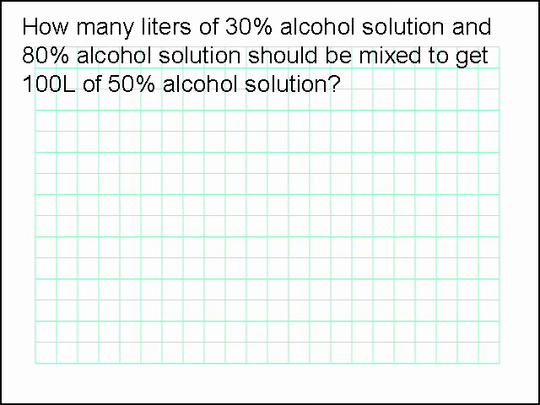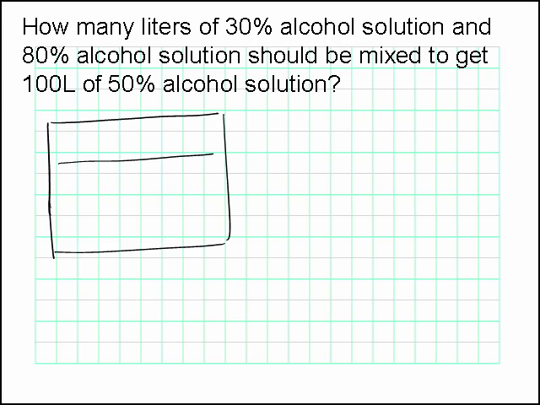How many liters of 30% alcohol solution and 80% alcohol solution should be mixed to get 100 liters of a 50% alcohol solution? Now, you may recall from a previous chapter that what we have here is a mixture problem. And we did solve these with one variable, but actually with two variables, they turn out to be, I believe, a little bit easier to solve. So I'm going to make the same sort of chart that I would in my previous chapter. 9 boxes.